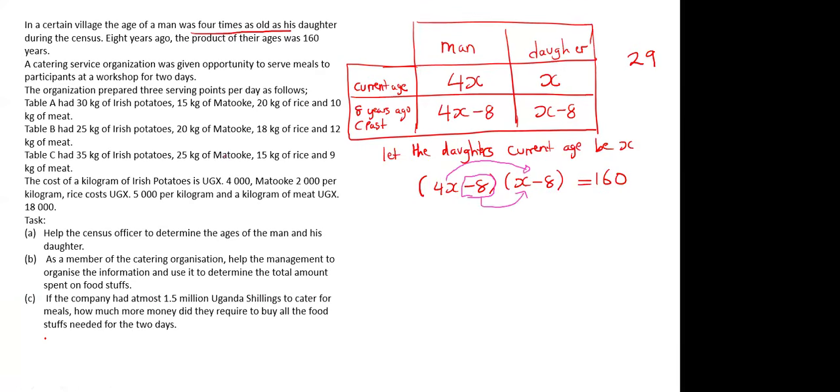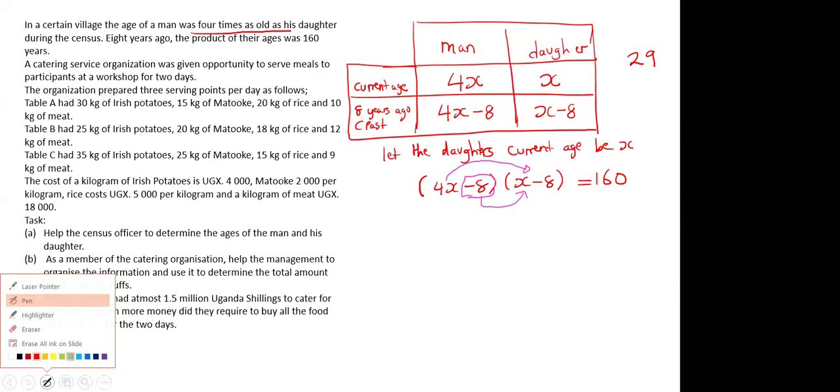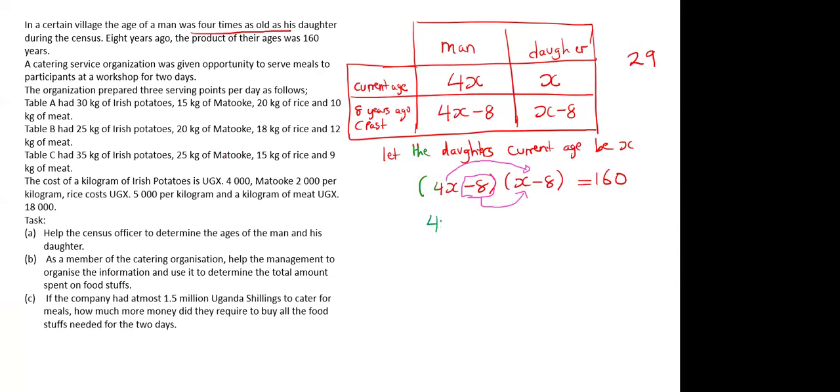So it is really very important. Don't jump. I know at times we are tempted. So I'm going to say 4x, I multiply it with x minus 8, minus 8 into x minus 8 should give us 160. Now I open. 4x multiplies the x. That is going to be 4x squared minus 4x times 8.